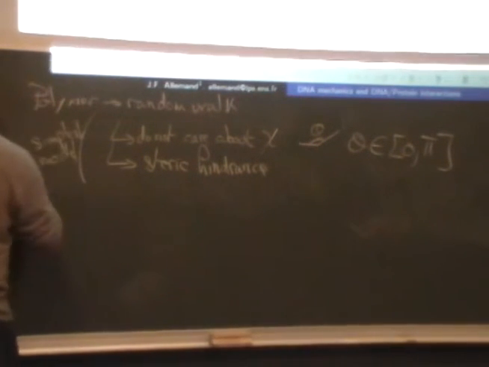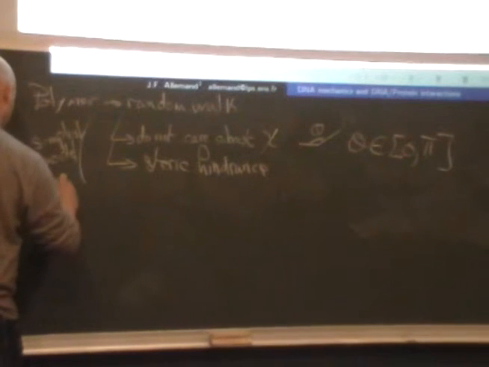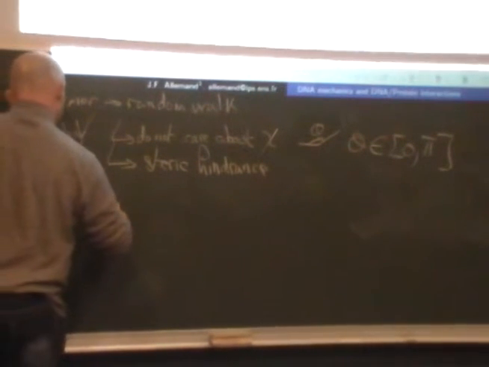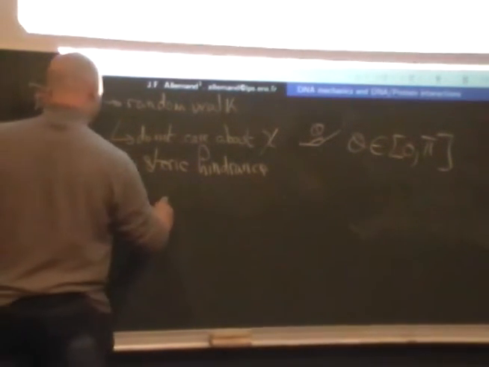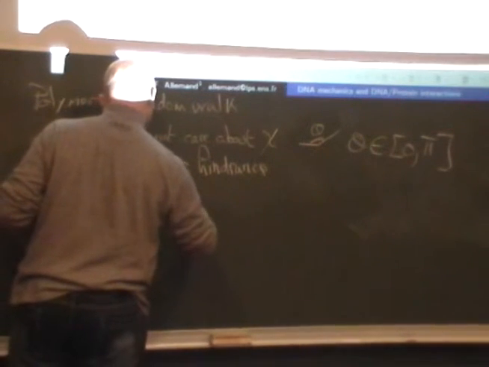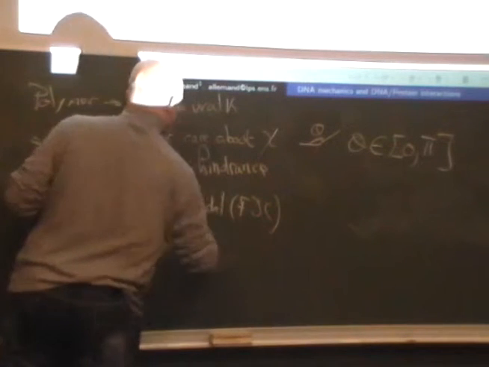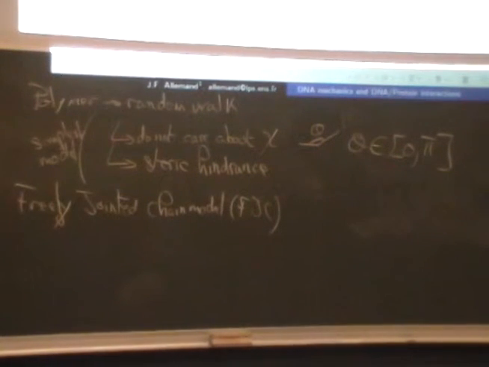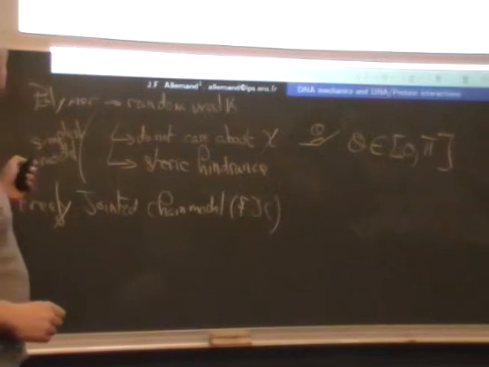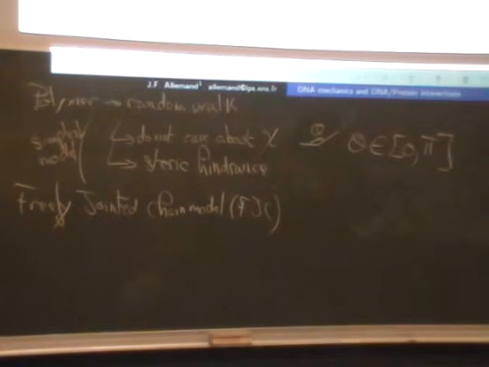And its name is the freely jointed chain model, or FJC. So we have segments that can take any orientation, and so it's a random walk.